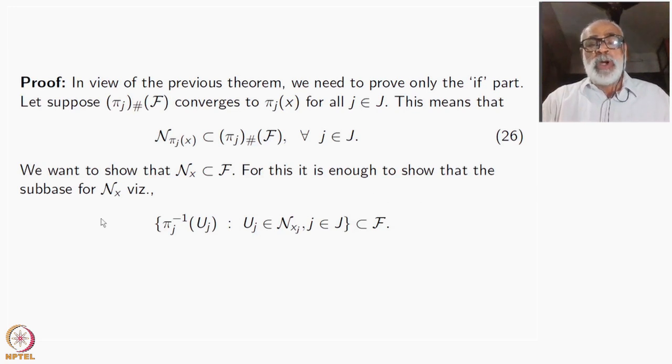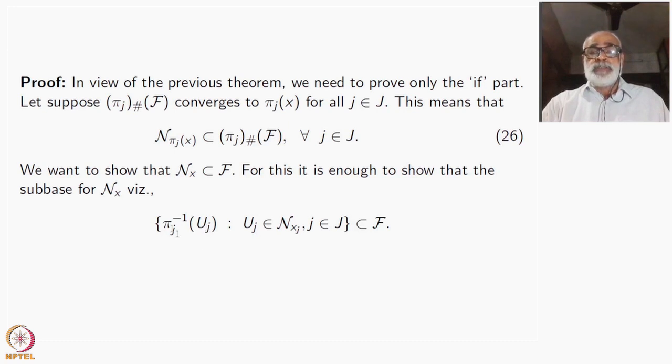For this, it is enough to show that the subbase for N_x is inside F. You have to remember what the topology is: the product topology. In the product topology, neighborhoods at a point are generated by a subbase π_j inverse of u_j, where u_j ranges over all the neighborhoods of x_j, which is the same as π_j of x. So the u_j's are in N of π_j of x. You take π_j inverses, take finitely many of them over different indices, and take the intersection. Those will be the basic neighborhoods, so this is a subbase. If this subbase is inside F, finitely many intersections will be there, and anything bigger than that will also be there. So the whole N_x will be there.